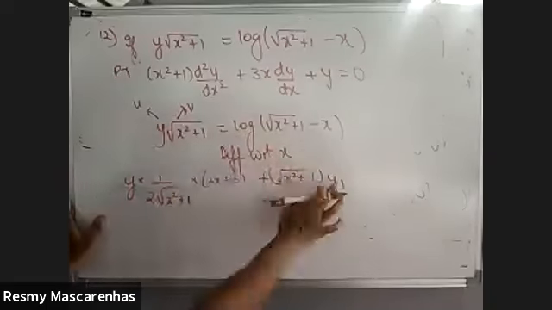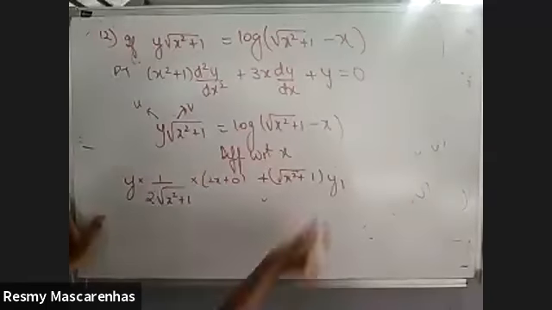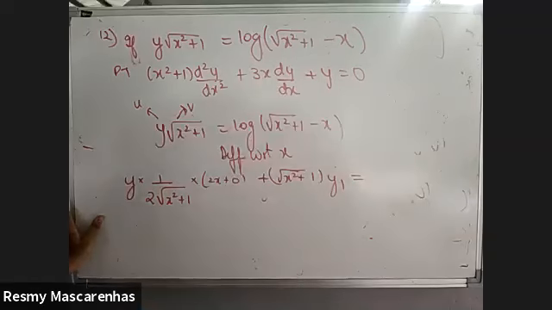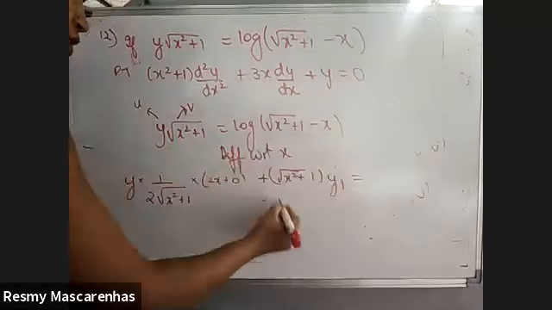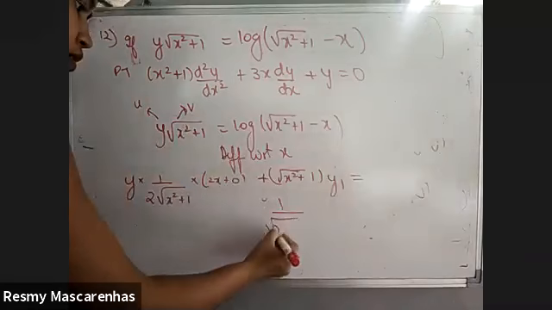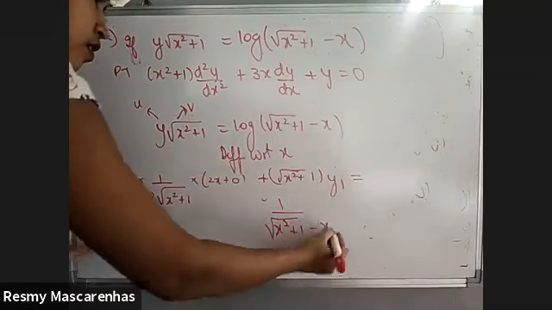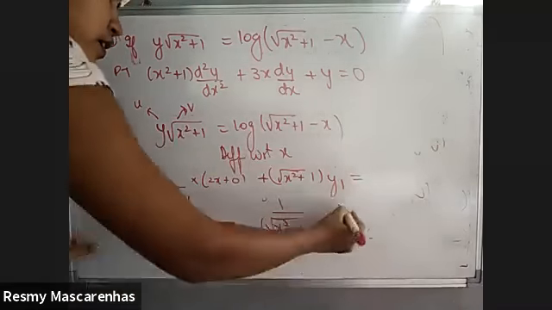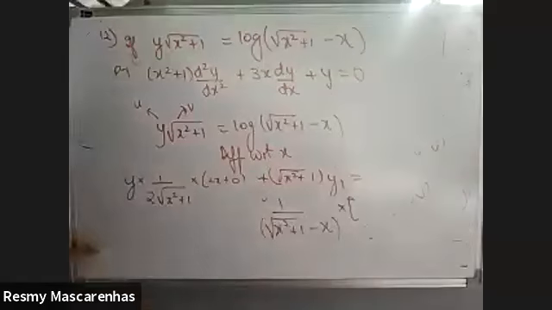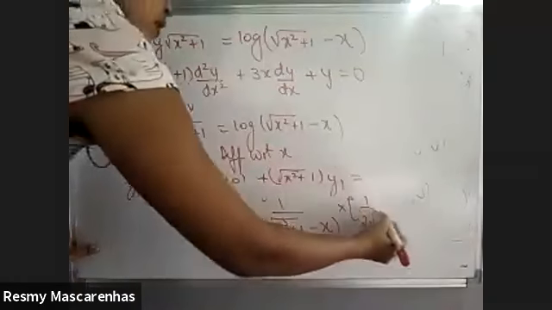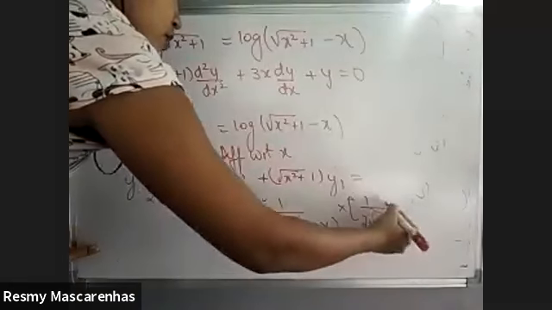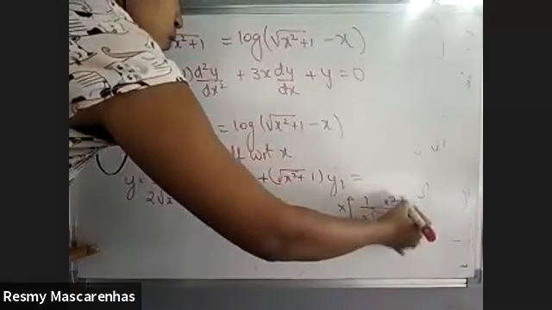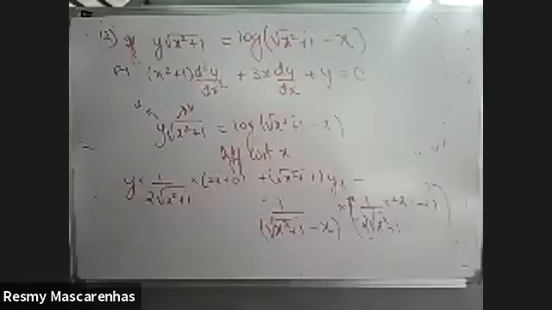So the derivative of y will be what? y1 is equal to log of something. So that would be, here I'll write, is equal to 1 upon that, into the derivative of this. So 1 upon that, into 2x minus 1.